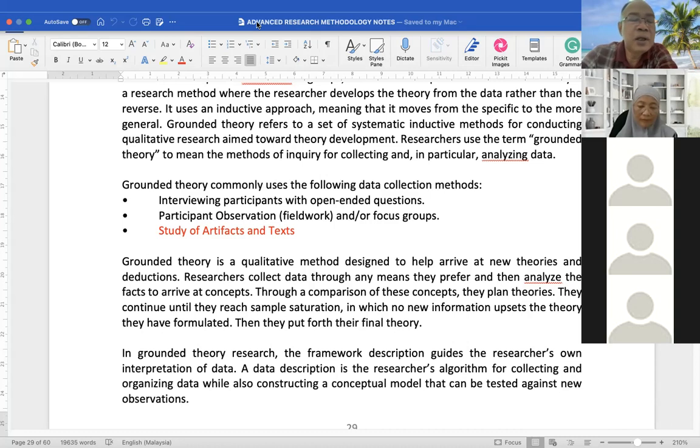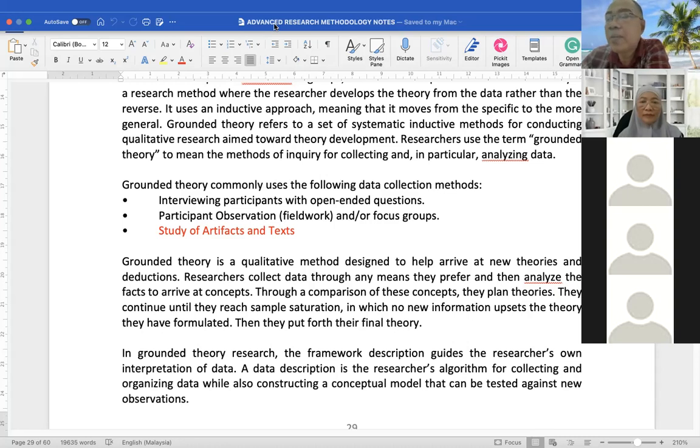Ask the different groups about certain questions to see if the responses by the different groups contradict or are the same or in line with the response from the other group. So to compare and contrast the responses from different groups. And also study of artifacts and tags.